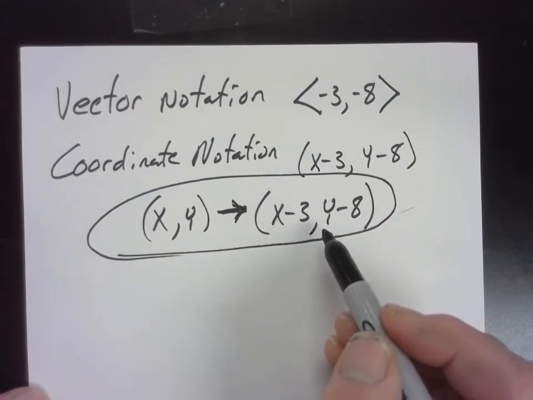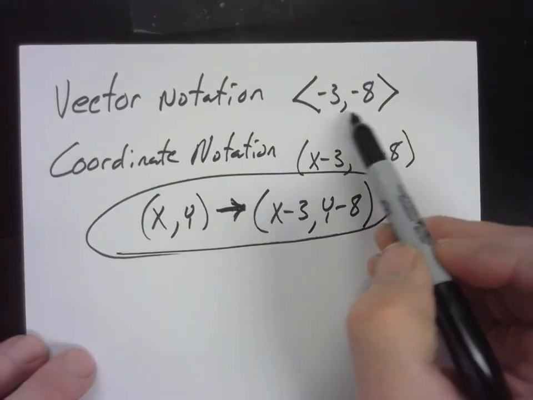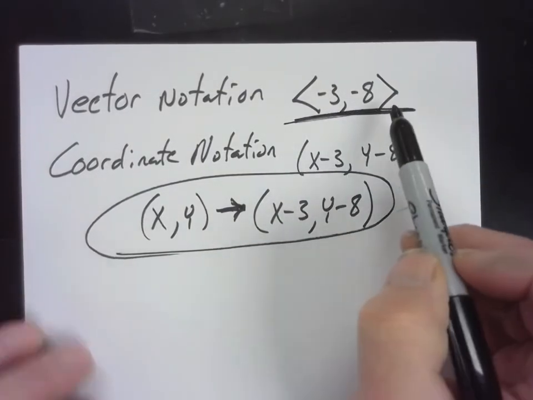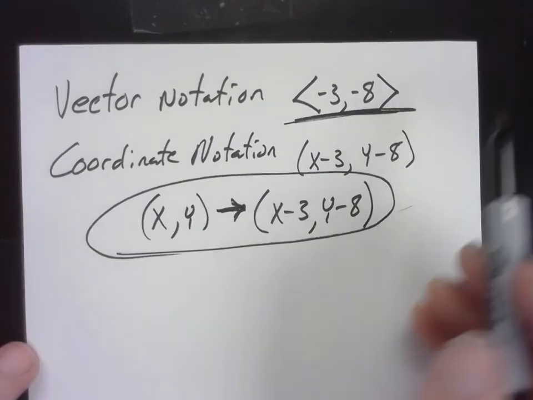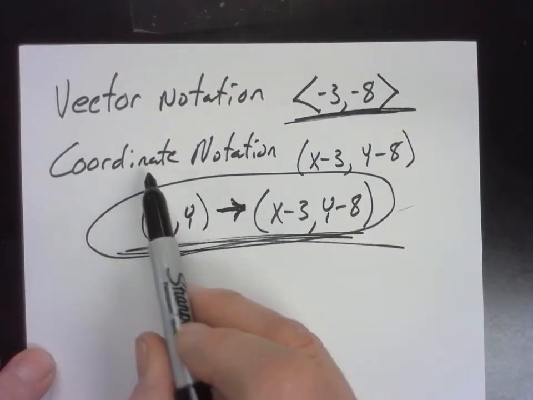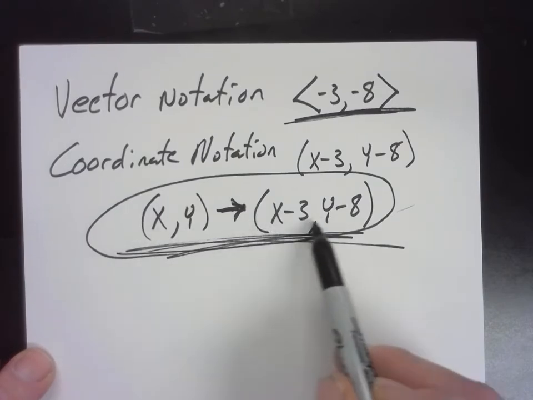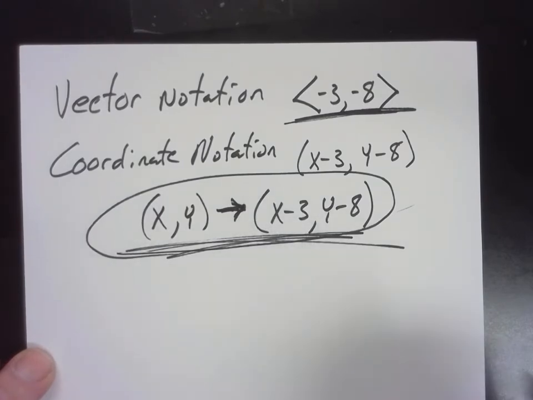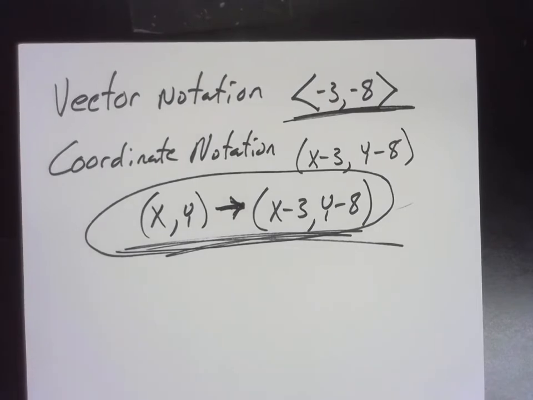Okay, so you've got to be able to recognize both vector notation and know it's called vector notation, and coordinate notation and know it's called coordinate notation, and be able to read it correctly. X, Y is mapped onto x subtract 3, y subtract 8. Okay, so let's turn to page 176. Let's take a look at that.